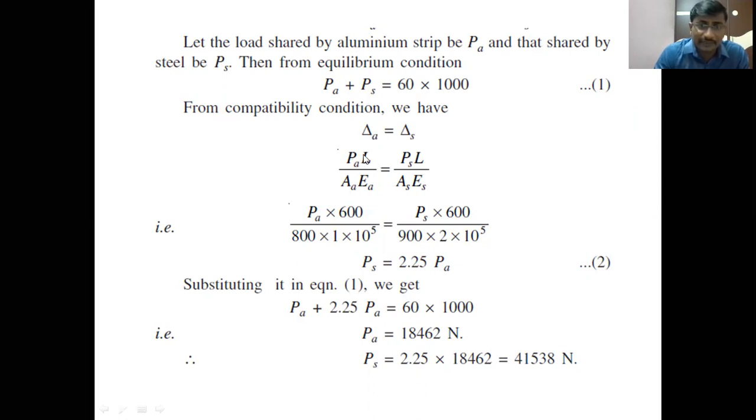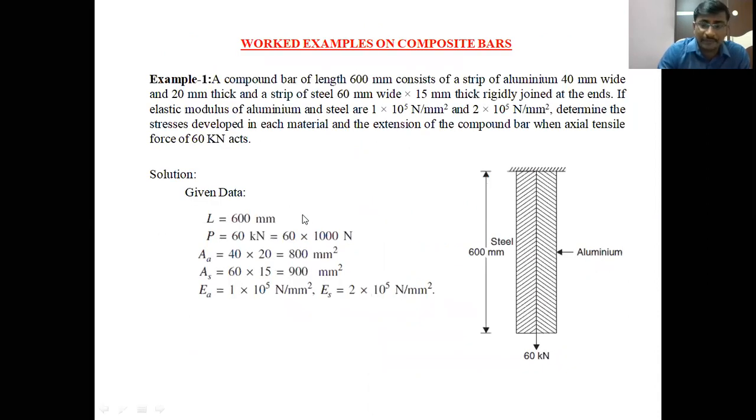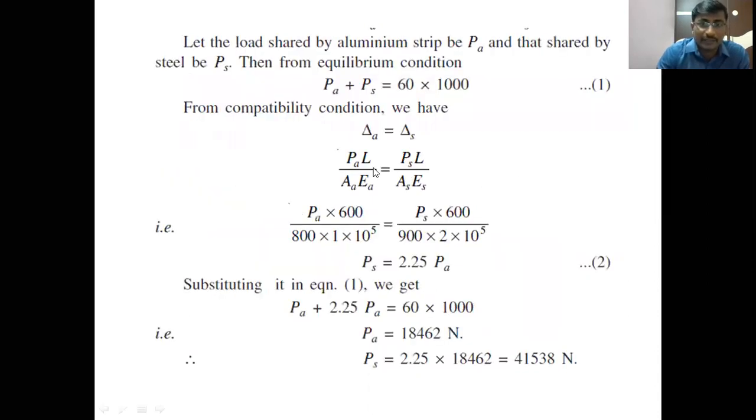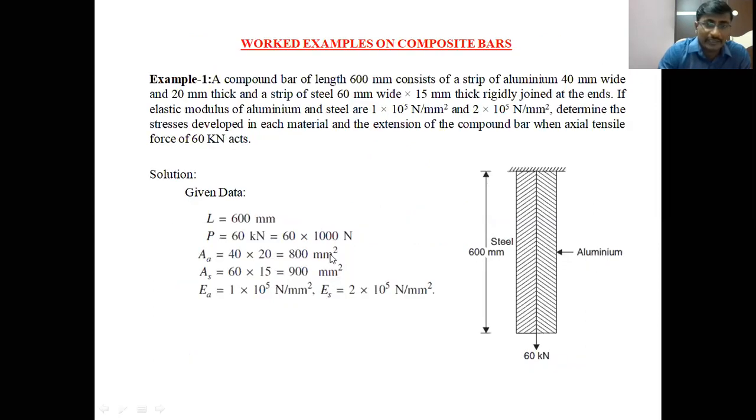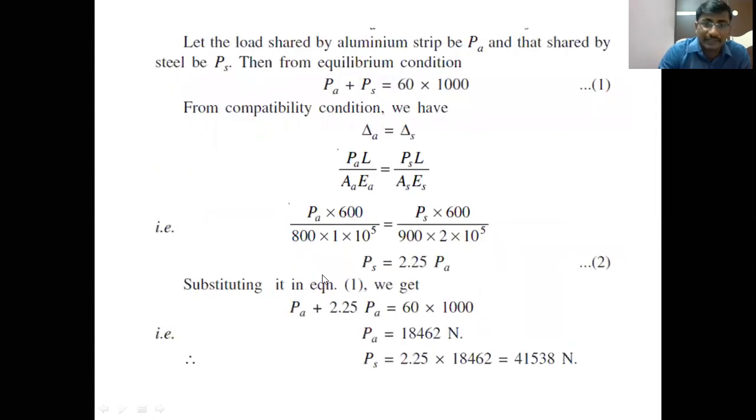By substituting the formula for delta, that is extension, PL by AE for aluminium is equal to PL by AE for steel. L is the same for both, initially having the same length of 600 mm. Therefore, L can be cancelled from this equation. The cross-sectional area of the aluminium is 800 mm square, and the cross-sectional area of the steel is 900 mm square.